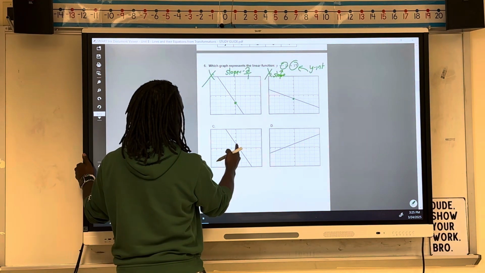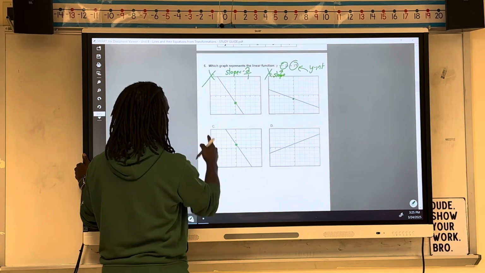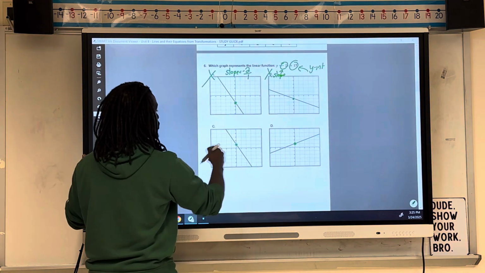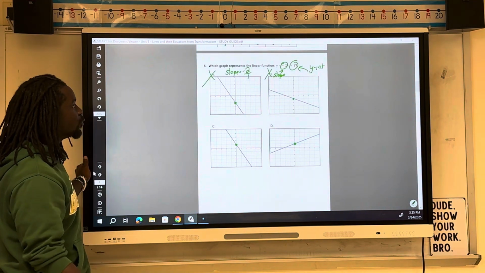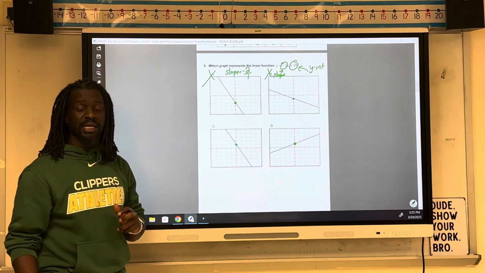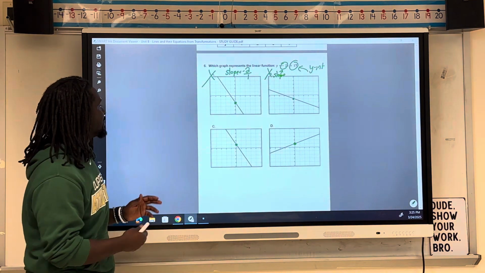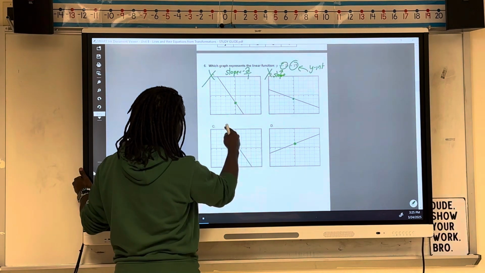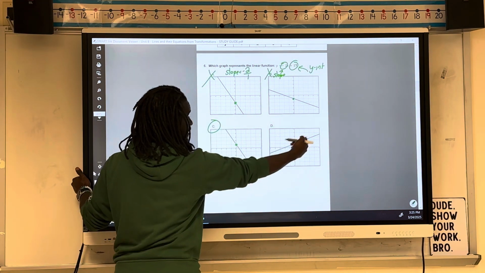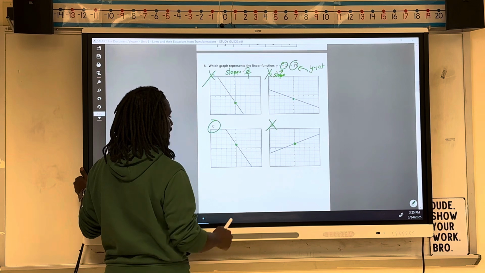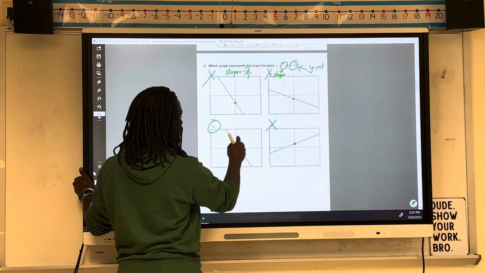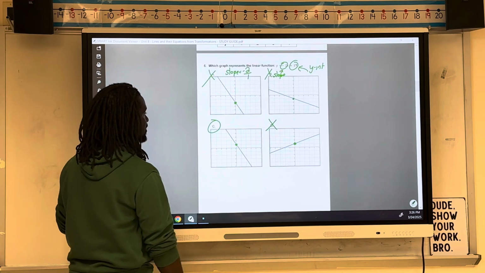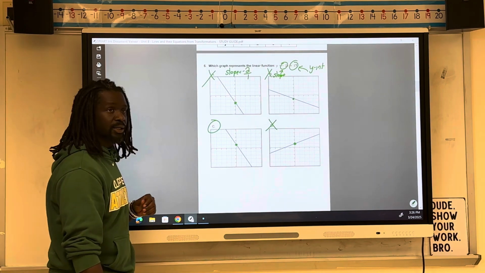This one crosses at +1. That's the y, so that could be. And then this one also crosses. So I am between C and D. Well, again, I have a slope that is a -2. So I'm looking at which one of these has a negative slope. This one is a positive slope, so it can't be that one. So then I go down 2, over 1. And I see that C is the correct graph there.